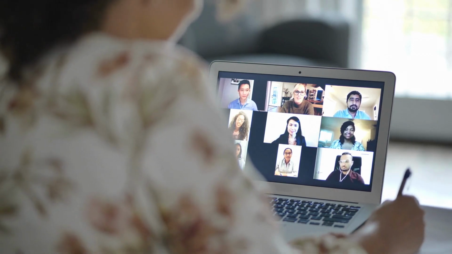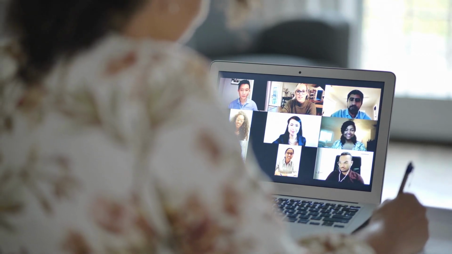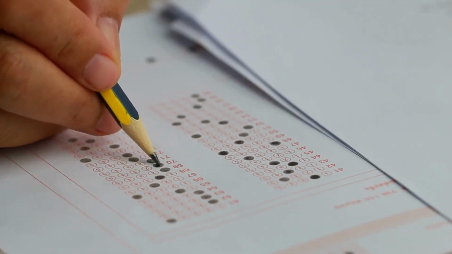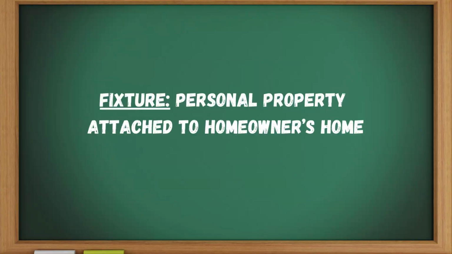When I'm teaching the difference between a fixture and a trade fixture in class, I definitely spend a little extra time on what a fixture is, because not only will it usually show up on the school and state exams, it really has to do with everyday real estate. So I will elaborate a little more regarding a fixture, again like I would in class.